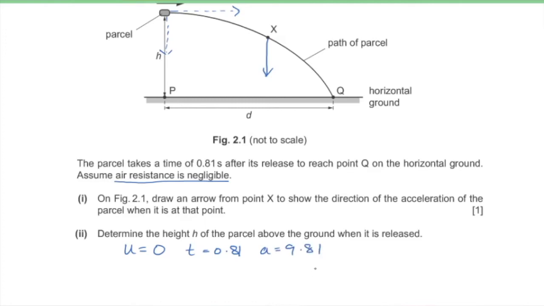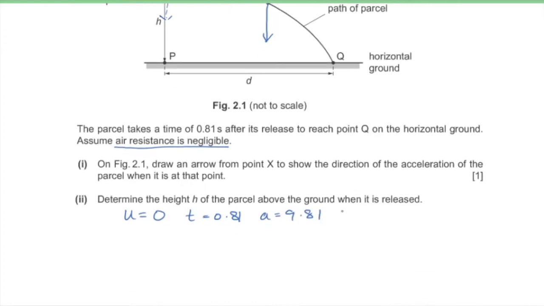And we are asked to find the distance it travels. So we can use the formula S equals ut plus half at square. So S equals half into 9.81 into 0.81 square.